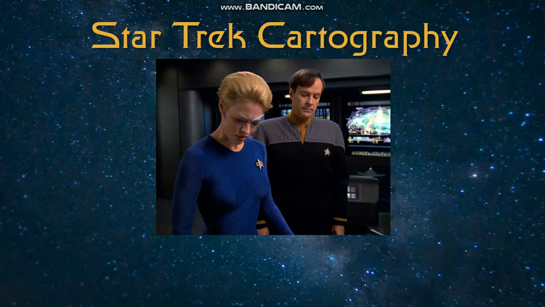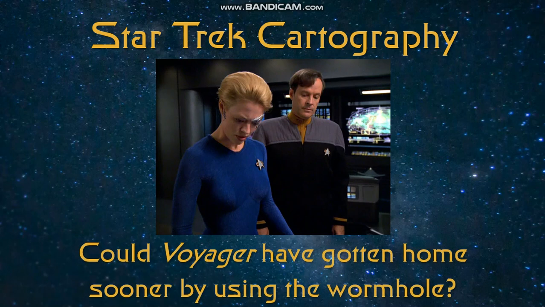Hello everyone, welcome to another video where we'll be examining issues involving Star Trek cartography. In particular, we'll be examining the question of could Voyager have gotten home sooner if they had used the Bajoran wormhole instead of just setting a course directly for the Alpha Quadrant.